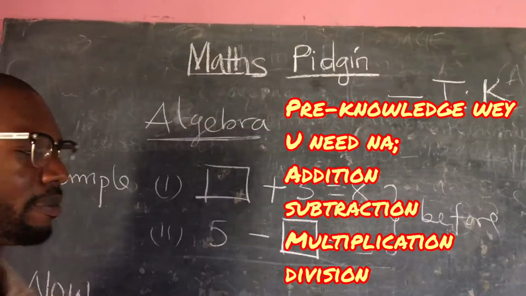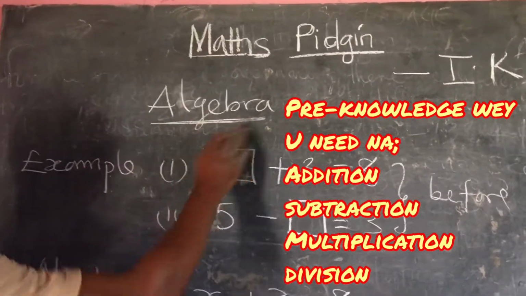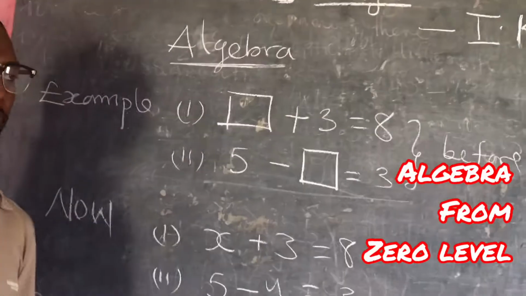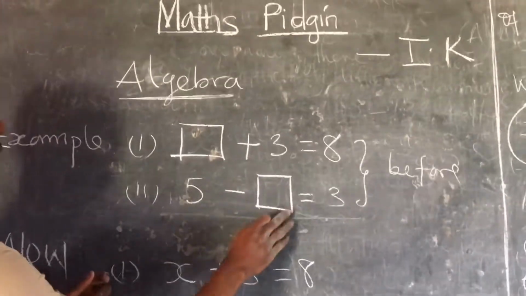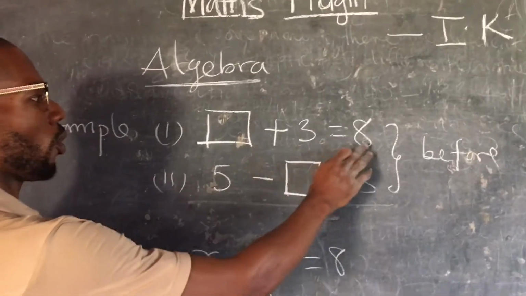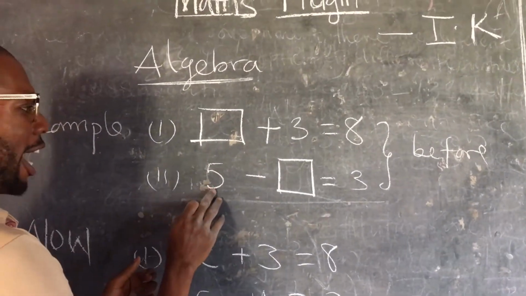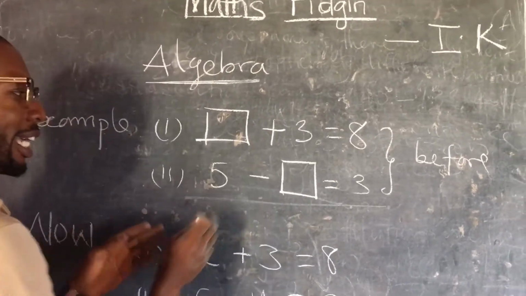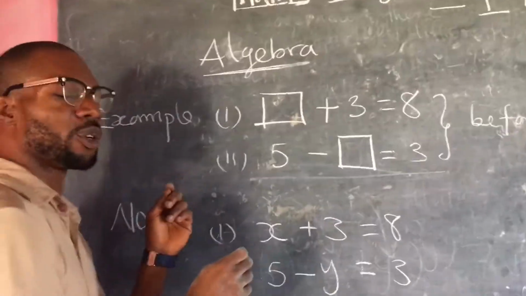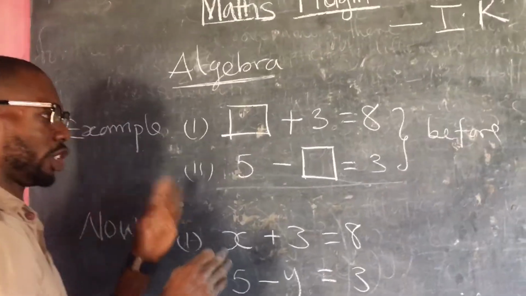My name is Naija. Today we want to start with algebra. We want to start algebra from zero level. Now when you were in primary school, they gave you something like this: box plus 3 equals 8, or 5 minus box equals 3. You were doing one and you were getting it back. Since then you have not done algebra, but you didn't know that it was algebra.